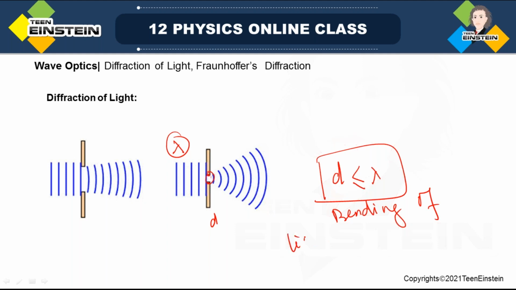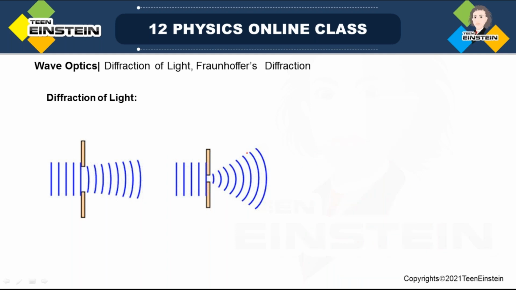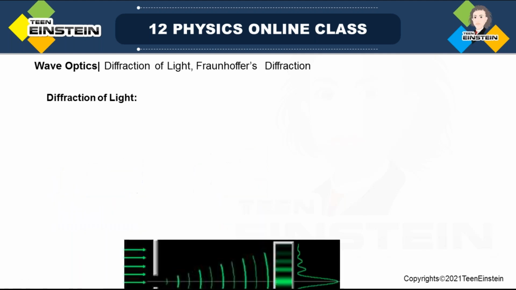Bending of light will be prominent. So this is called diffraction of light. What is diffraction of light? It is the bending of light. Let us now see what you actually see due to this bending of light.